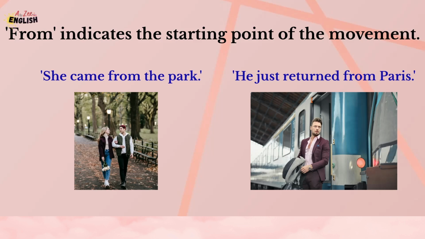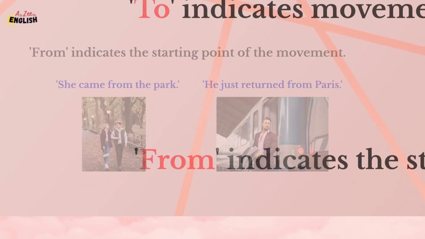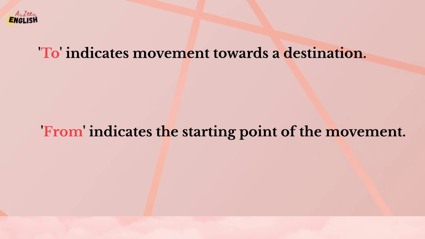And another example, he just returned from Paris. The preposition from indicates the location where he was before coming back. It describes the place of origin. It specifies Paris as the place from which he recently arrived or traveled back from. So, to focuses on the destination, while from emphasizes the origin. This distinction is crucial in providing clarity in communication.